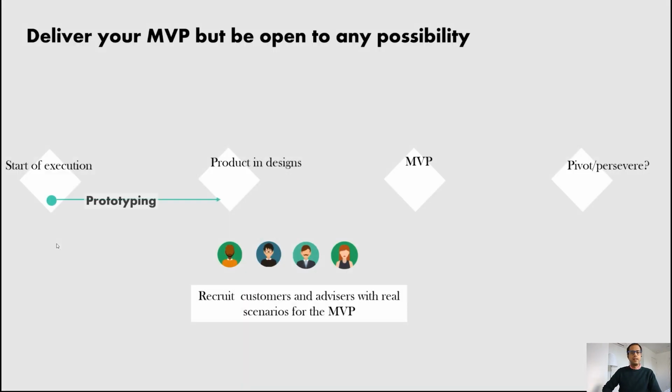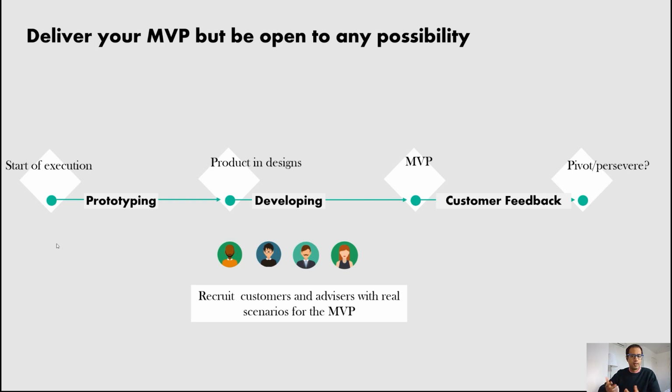And then finally, deliver your MVP through these stages of prototyping, developing, and then customer feedback. So you want to get to MVP hopefully in just a few months, and not burn too much time in R&D before you get feedback. But at the same time, while you're doing it, make sure you're recruiting customers and advisors with real scenarios who will promise to become early adopters or testers of the MVP. Do that as soon as you have the product in designs.